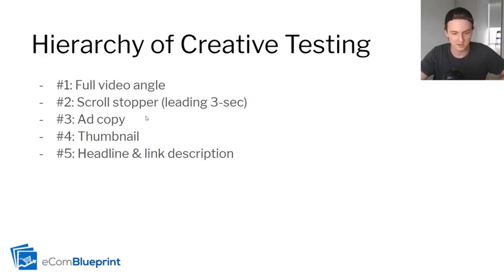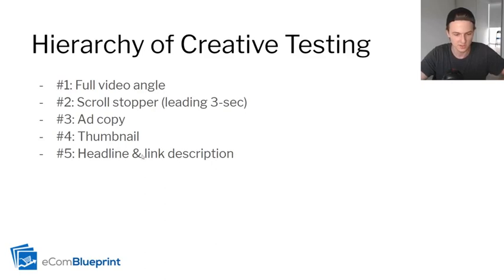Number 3 is ad copy. This means your ad text, that's what copy means. Ad copy, that's number 3, especially the first line of your ad copy. That grabs people's attention. It makes a big difference changing it up. Number 4, thumbnail. This also makes a big difference. If people have slow internet or they have autoplay off for videos, they're going to see the thumbnail pop up first. And if the thumbnail isn't good, they're going to keep scrolling. So the thumbnail makes a big difference.